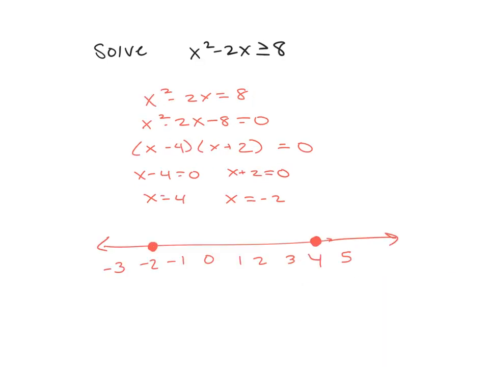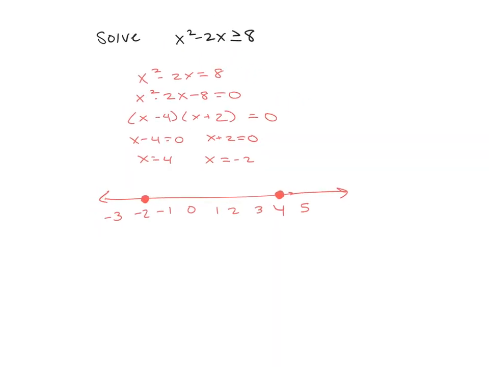And now, just like last time, I am going to test some points. So I'm going to test one to the left. So I'll test negative 3. And so I get this. And so that's 9 plus 6 is greater than or equal to 0. And we know that that is true. And because that's true, I am going to shade that section of the number line.